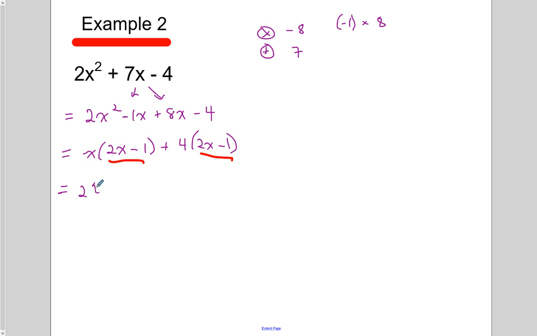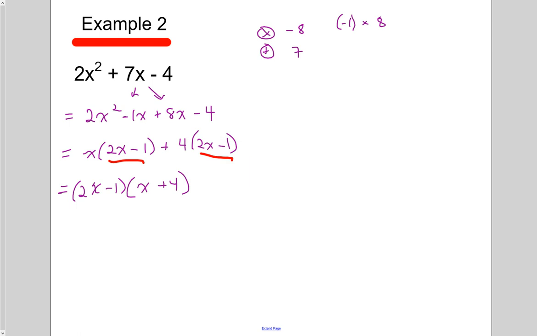Let's factor the 2x minus 1 out of both of those terms. So I take it out of my first term. What's left over? Just an x. Take it out of my second term. What's left over? Just a 4. So there we go. 2x minus 1 times x plus 4. We've factored it.